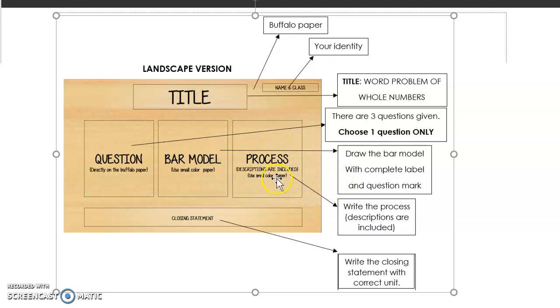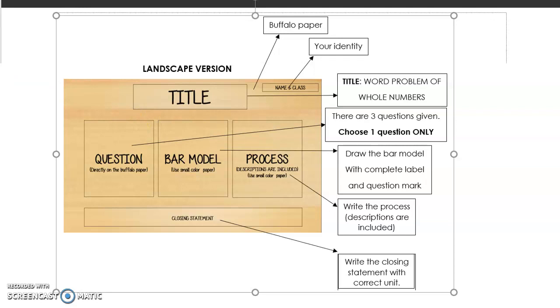And this one, your process, it means here, the bar model, with complete label and also the question mark. This one, the process, you have to write the process completely with the description. Don't forget the closing statement with the correct unit. Okay, this one is if landscape.